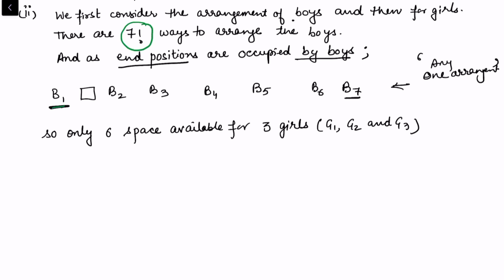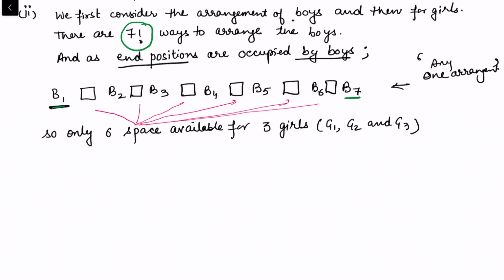Now because the first and the last positions are occupied by boys, we have to place the girls as the problem says: the girls cannot be adjacent. So the girls can only fill these 6 spaces, and we see that there are 6 spaces. So in total, using the mathematical principle, we have 7 factorial arrangements for the boys, followed by the arrangement for the girls. Now the 6 places can be taken by any one of G1, G2, G3.